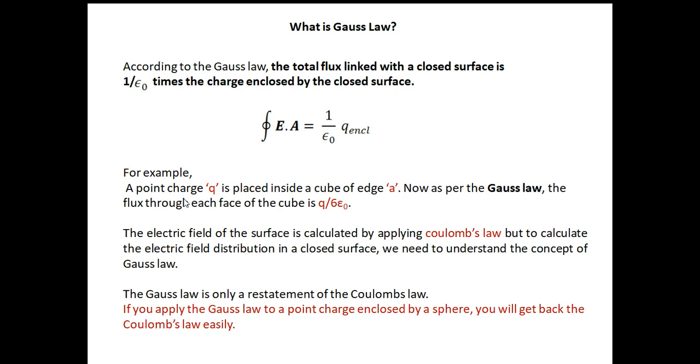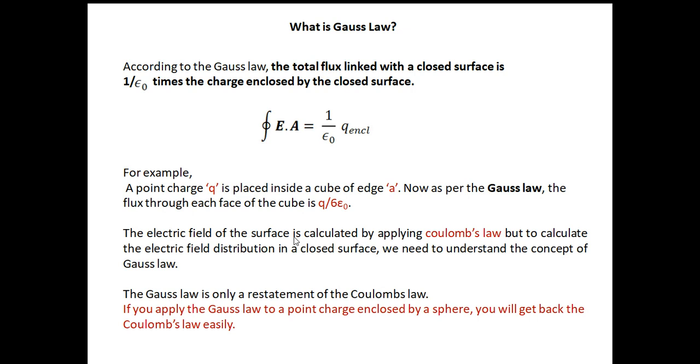For example, if Q is a charge placed inside a cube, then as per Gauss's law, you immediately get that the net flux through each surface of the cube is Q upon 6 epsilon 0.